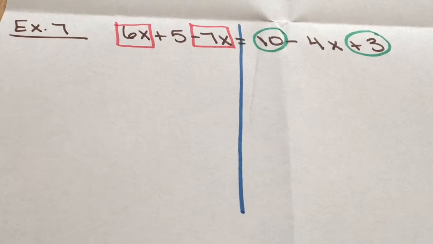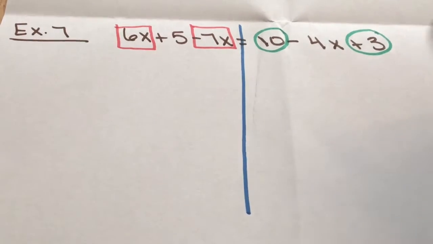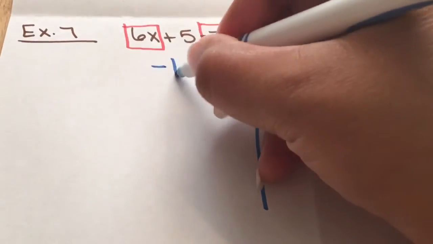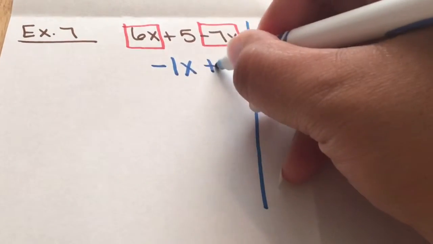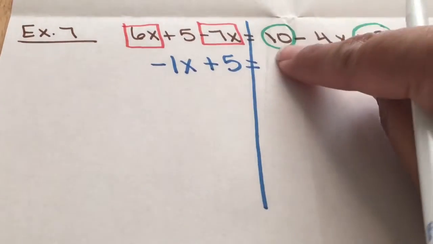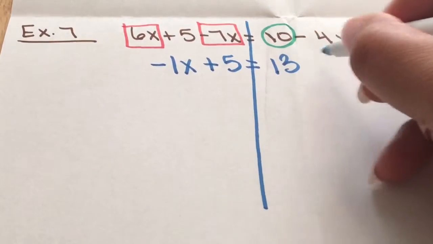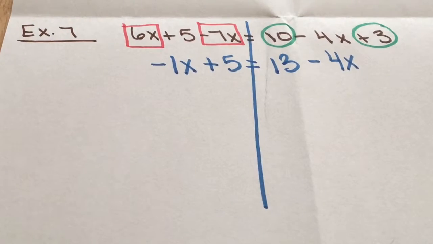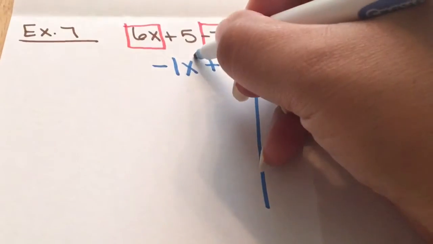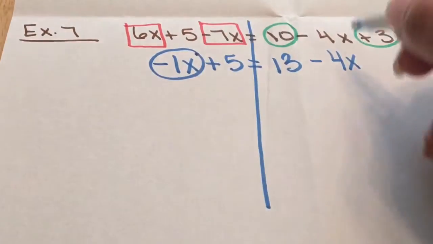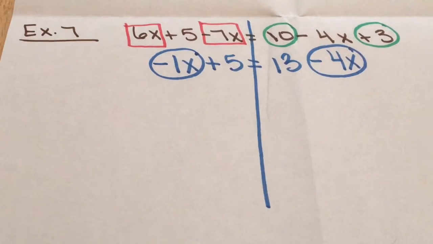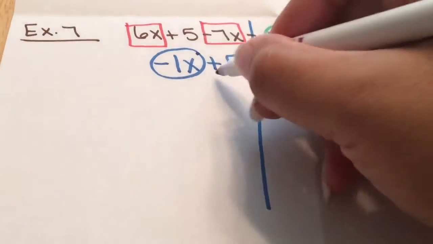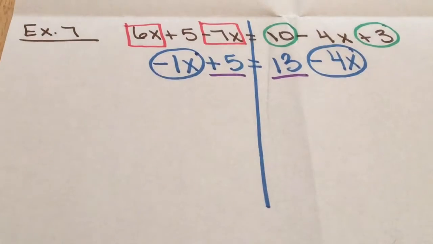So 6x plus negative 7x, or 6x minus 7x, is going to be a negative 1x. There was nothing like that 5, so I'm just going to go ahead and bring down the plus 5. 10 plus 3 is 13. Nothing like that minus 4x, so I'm just going to go ahead and bring that down. Then, if we look, we're now on step 4, getting all the variables on one side and all the constants on the other. So I notice that I have a negative 1x and a negative 4x, and I have a positive 5 and a positive 13.